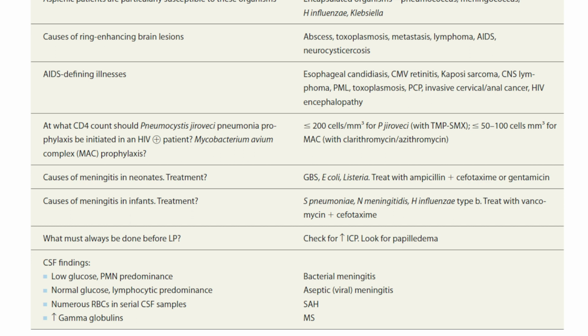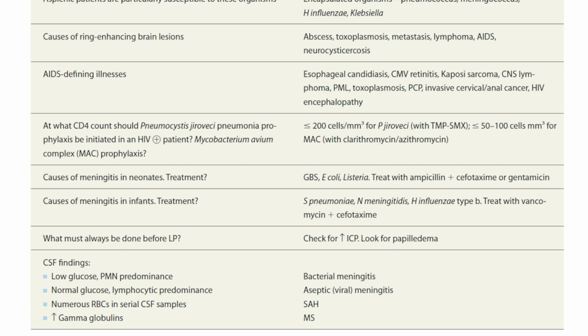Group B streptococcus, Escherichia coli, and Listeria. This is the cause of meningitis in neonates. Remember this: GEL. The kids come to the world involved in GEL. So when they come, neonates, they probably are going to have meningitis with group B streptococcus, Escherichia coli, and Listeria. You treat that with ampicillin, cefotaxime, or gentamicin. Next.